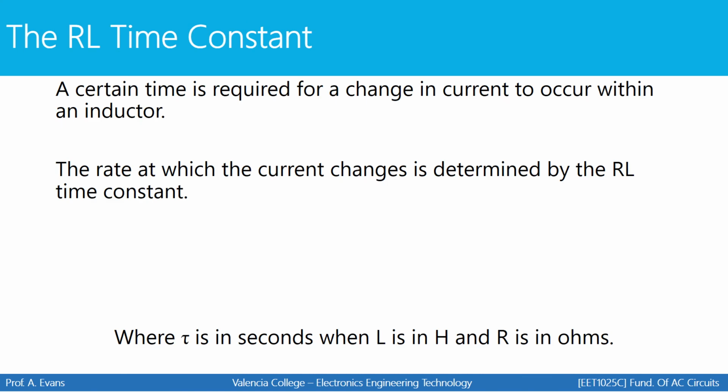Just as we had a time constant for an RC circuit, we'll also have a time constant for an RL circuit. Notice the equation is slightly different. It's L divided by R. This is the rate at which the current changes within the inductor. Keep in mind the time constant is still going to be a unit of seconds or milliseconds, microseconds, some derivative of seconds.